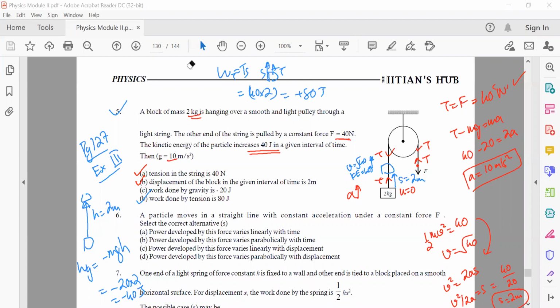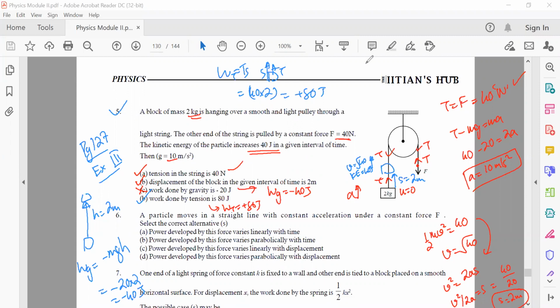The work done by gravity is actually minus 40 joules, whereas this option is correct. Work done by tension is plus 80. That is why you can see that the change in kinetic energy is the net work done. So that is 80 minus 40. So it is 40.